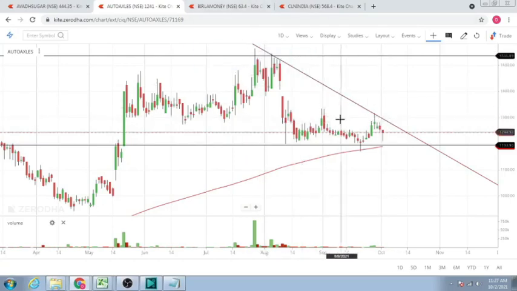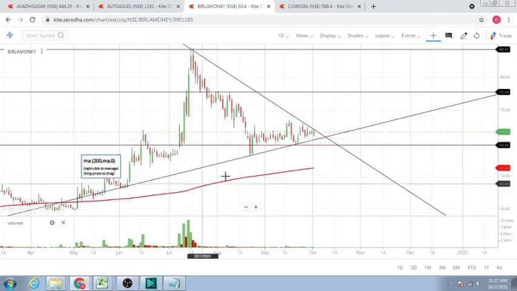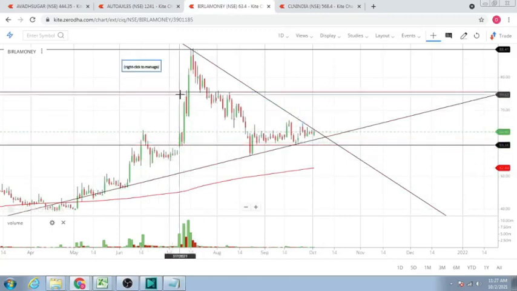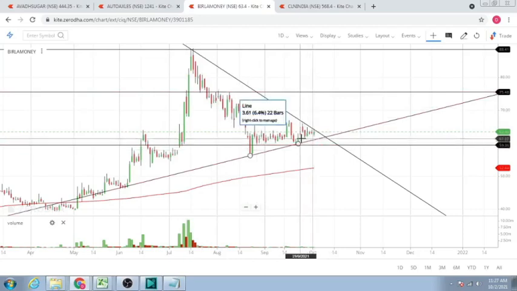The next stock which I would like to take is birlamoney. Now let me explain the chart here. This is a 200-day moving average. Again you have a daily chart pattern with daily Japanese candles, because many people use Heikin-Ashi, some people use line and bar. Japanese candles are most widely used, and I think most of you are very familiar with them, and they give you true values. Heikin-Ashi does not actually give you true values.